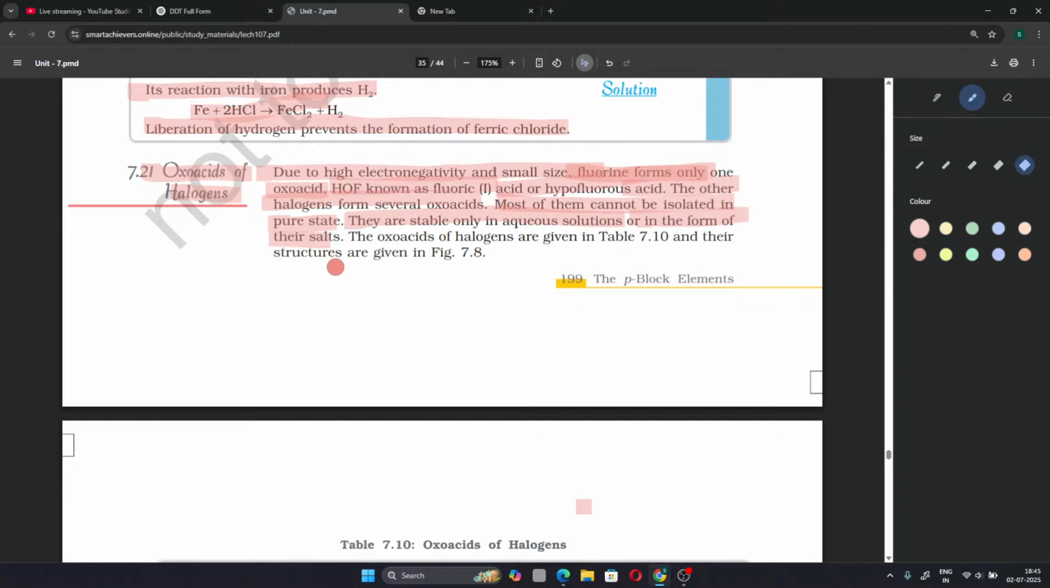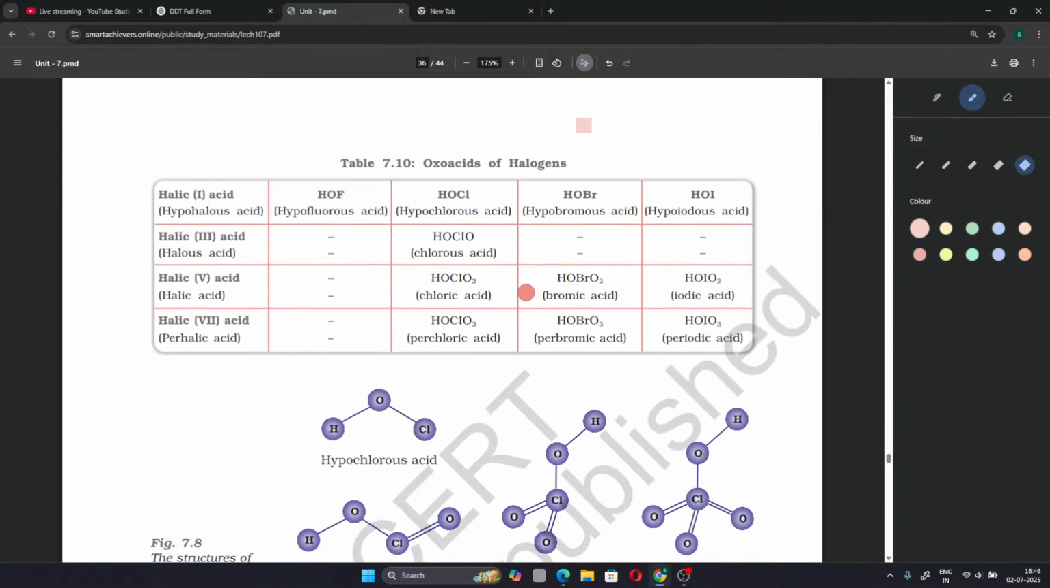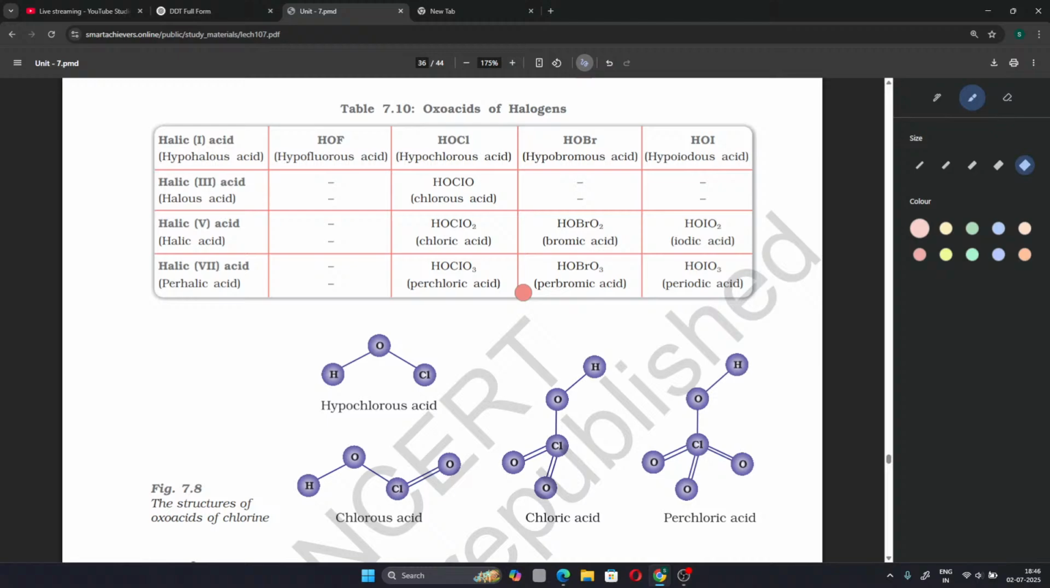as well, where the exact same lines are repeated here. Most of them cannot be isolated in pure state. They are stable only in aqueous solutions or in the form of their salts. Now let's continue. The oxoacids of halogens are given in Table 7.10 and their structures are given in Figure 7.8. Let's see the table as well as the diagram.